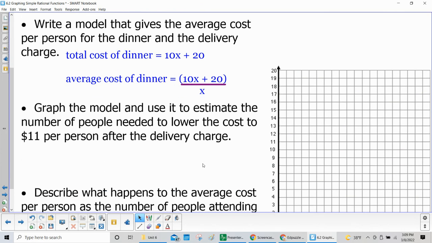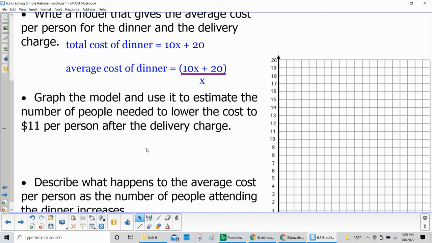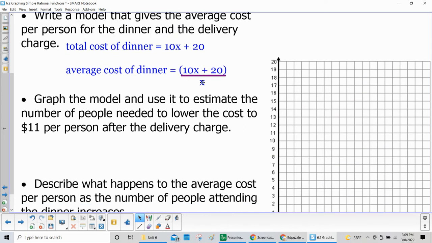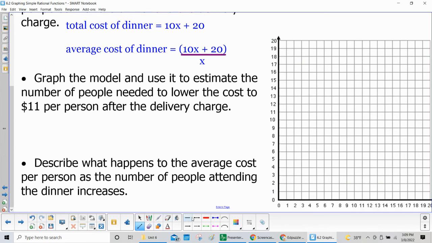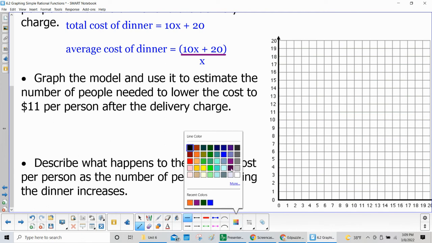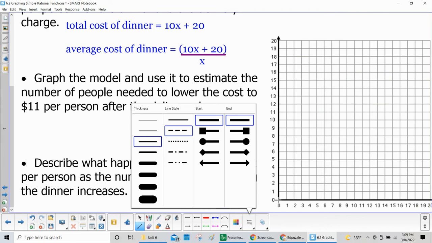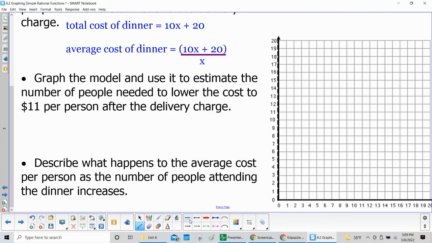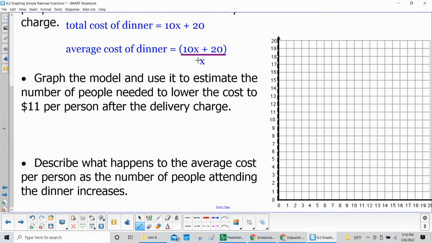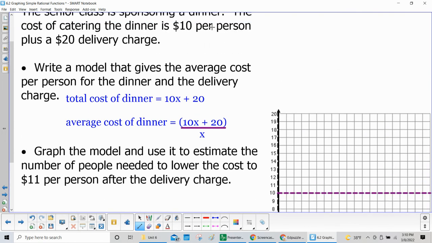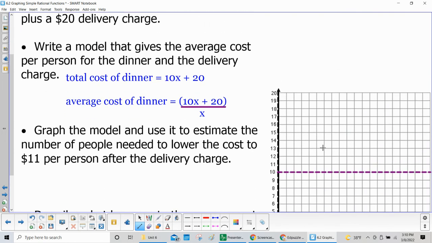So now it says graph the model and use it to estimate the number of people needed to lower the cost to $11 per person. So we can see here, if we think about our asymptotes, we've got an X on the bottom that's going to be equal to 0. So I have a vertical asymptote at 0, and then I'm going to have a horizontal asymptote at 10, because I do 10x over just X. So we definitely are not going to have a price go below $10 because it says that it's $10 per person plus the delivery charge. So it's going to be a little higher than that.